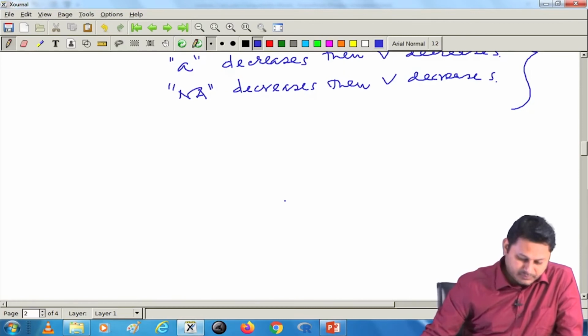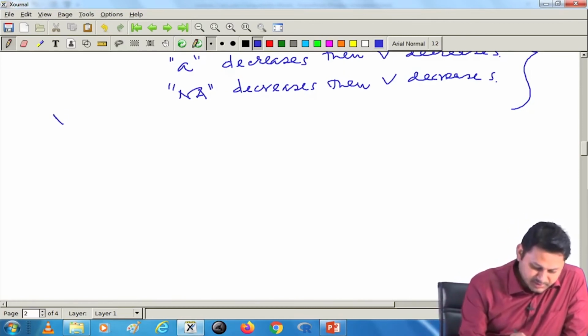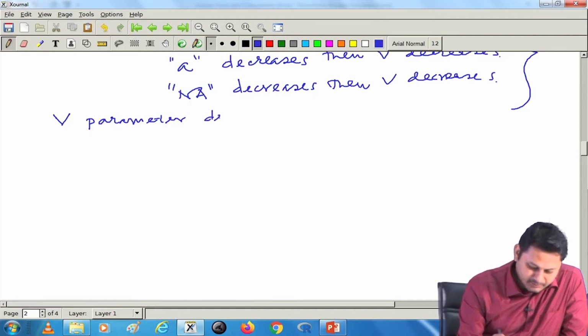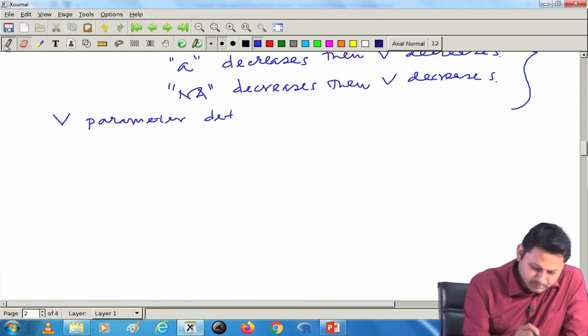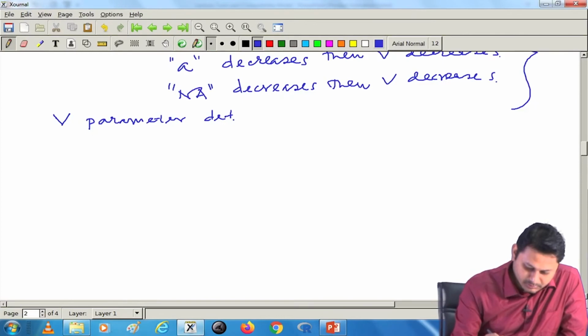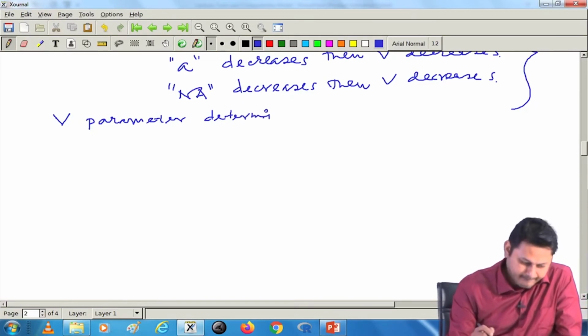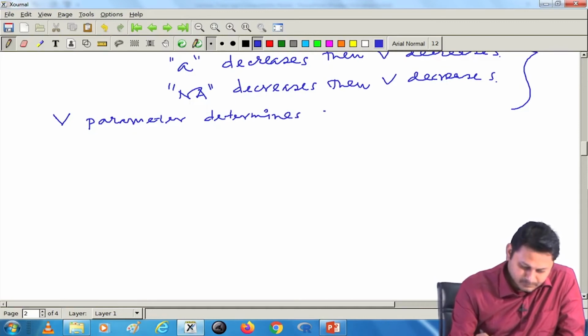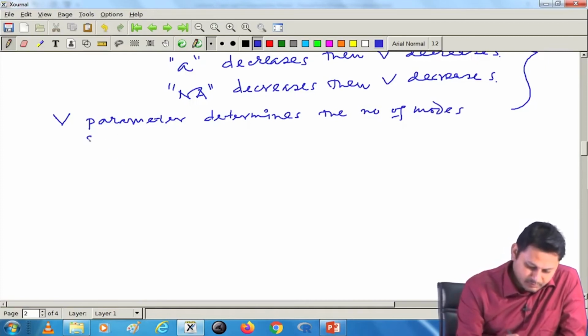Okay, so V parameter, so let me write down what we just mentioned. V parameter determines the number of modes supported by the fiber.